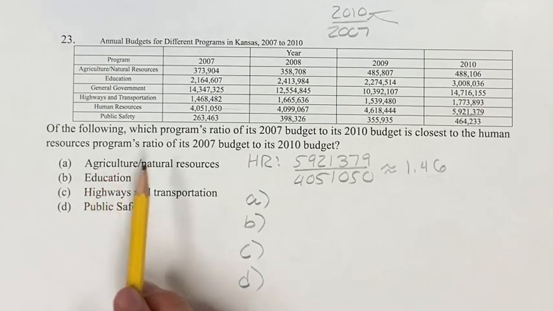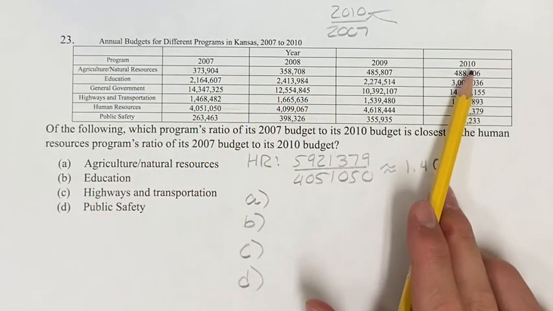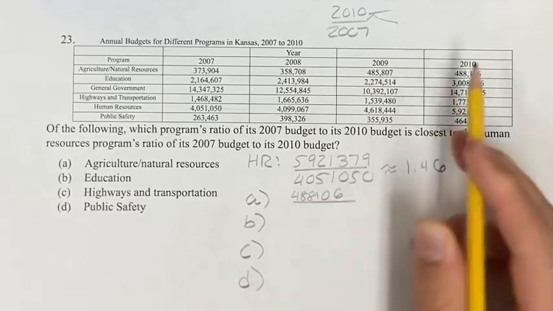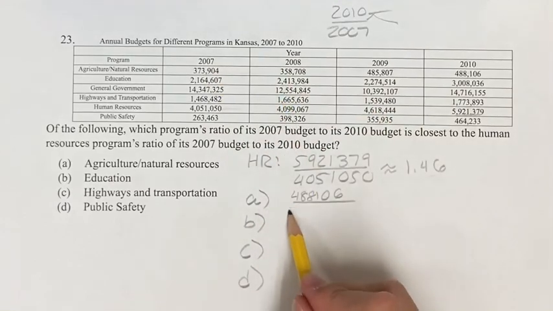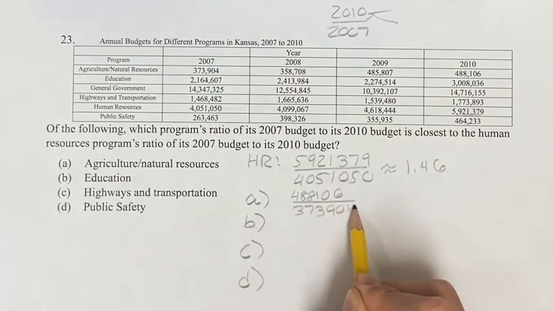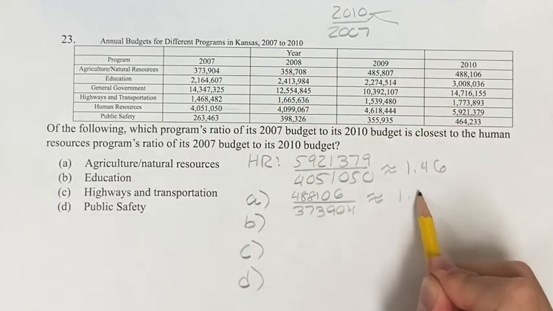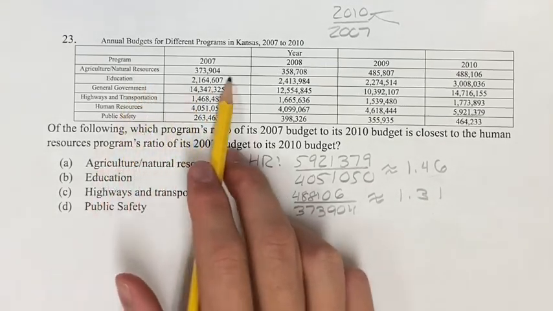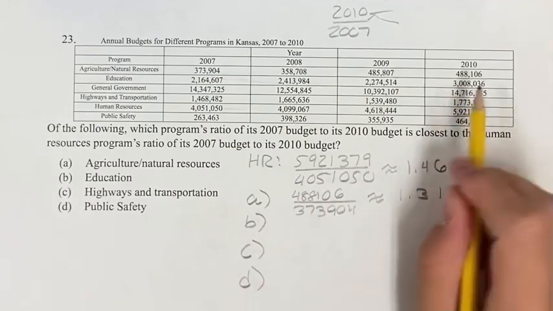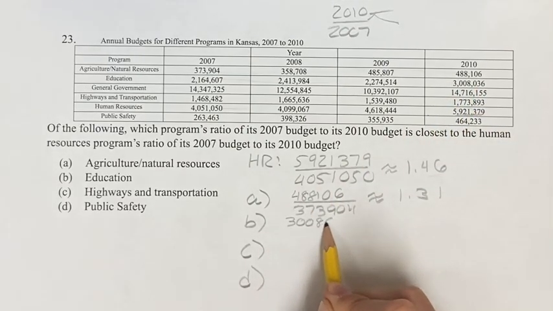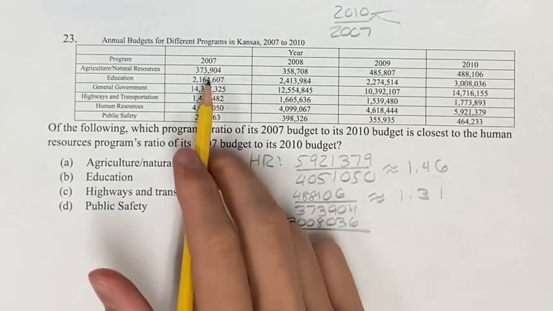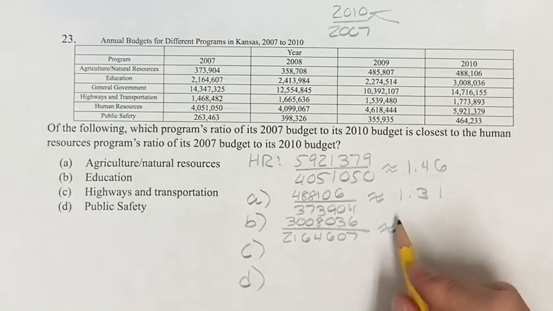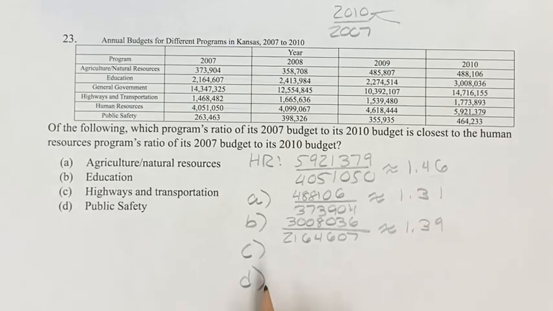So agricultural and natural resources, now we're looking at this row. 2010 is 488106. Going back to 2007, we have 373904. When we divide these out, we're going to get roughly 1.31. For B, education, now we're in this row. For 2010, we have 3008036. 2007, we have 2164607. Dividing these out, we get roughly 1.39.